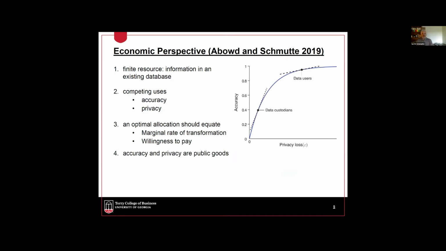So in my 2019 AER paper with John Abowd, we argued for taking an economic perspective to this question of where to set epsilon. We know that we can think of the data publication problem as having two parts. There's a production function. Differential privacy essentially gives us a production technology. And that production technology tells us how we can convert information in the database into statistics that have a given level of accuracy.